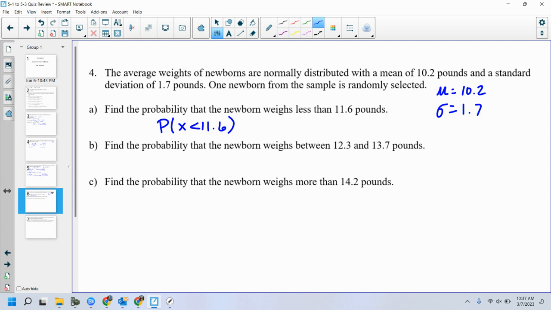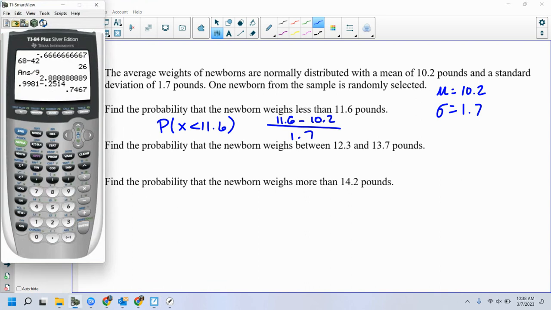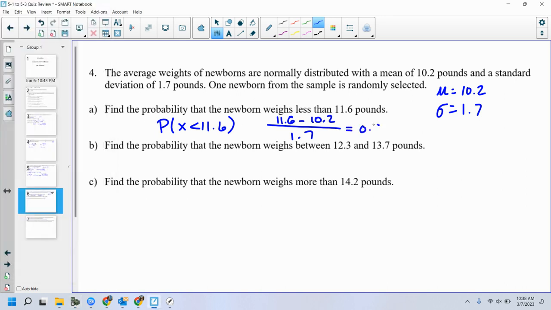Probability of X is less than 11.6. So I need to find the z-score at 11.6. So 11.6 minus 10.2 divided by 1.7, and I get 0.82. Now, I'm saying less than this, so I don't need to do anything weird with the number in the table.